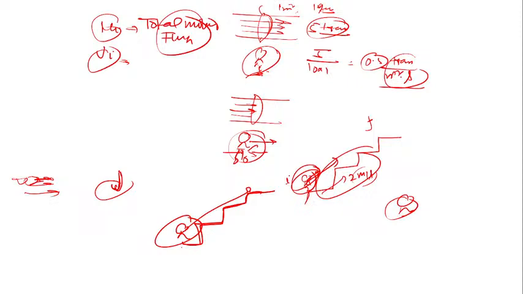As far as why Ni is called total molar flux, because it involves both contributions. One is bulk contribution, the other is individual contribution.